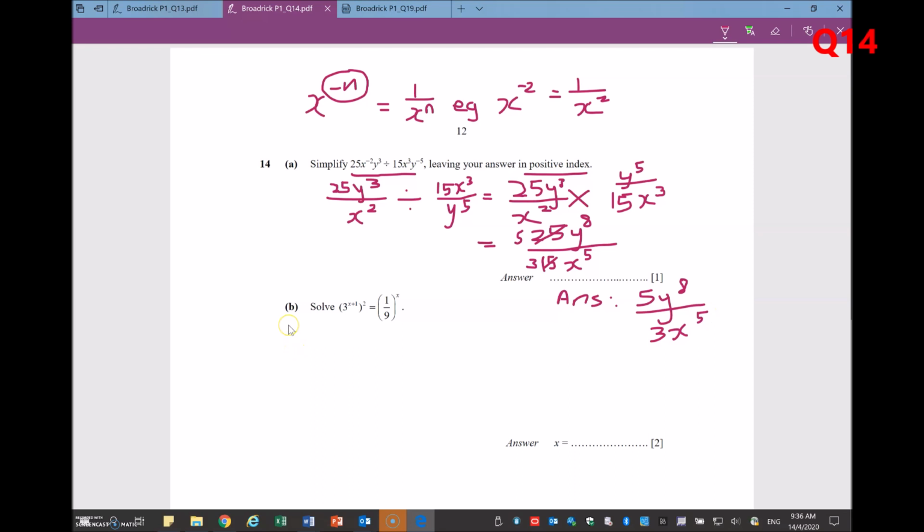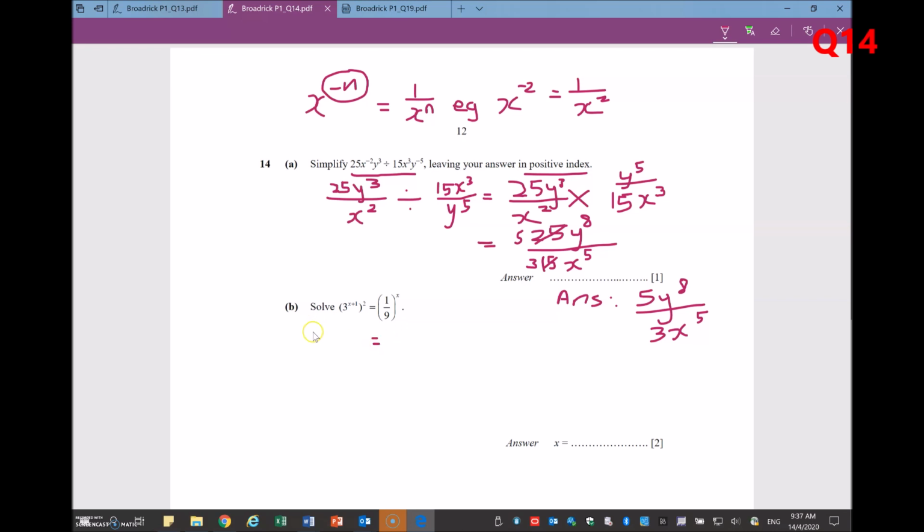Now let's look at question B. I'm supposed to solve the unknown x in this given equation. And you notice that actually I have to change the term in the right hand side to base 3, just like the base on the left hand side of the equation.